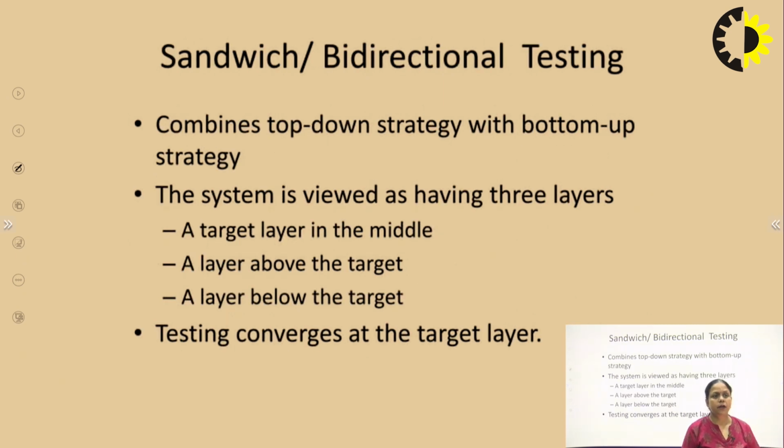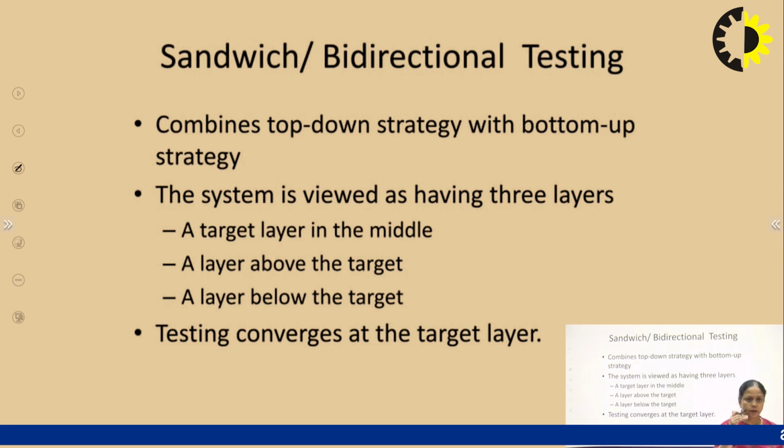Now next is the sandwich or bidirectional testing, which is a combination of the top-down strategy and the bottom-up strategy. The system is viewed as having three layers. First one is a target layer in the middle. Second is a layer above the target, and a layer below the target. So we will have a target layer. We will combine these two strategies: in top down we will start from the top, and in bottom up we will start from the bottom. So we will start from both the top and bottom. Then it is known as the sandwich strategy, because we are starting from both sides. Fine. And there is a target layer also.